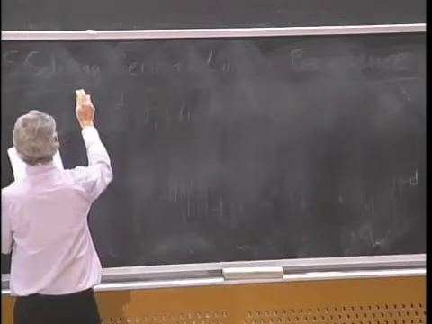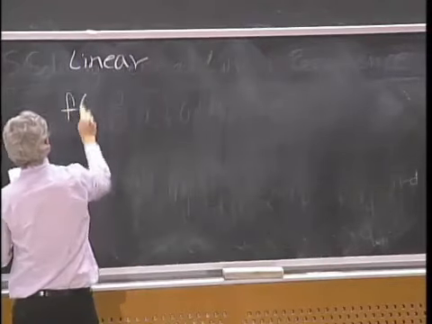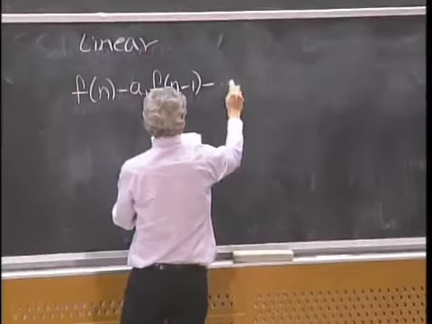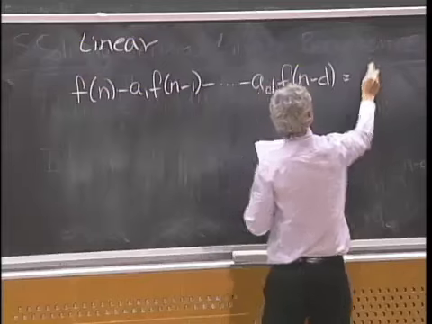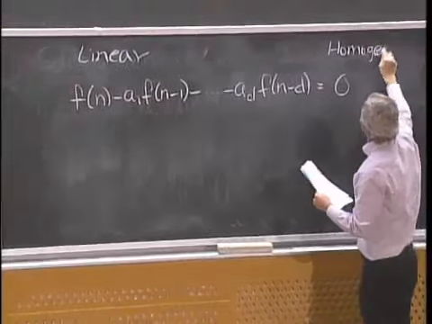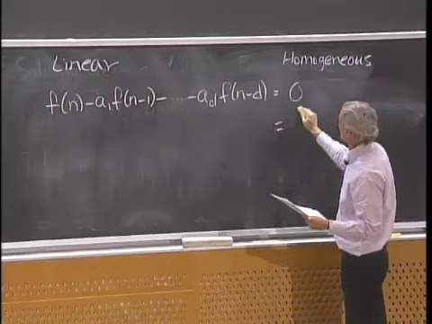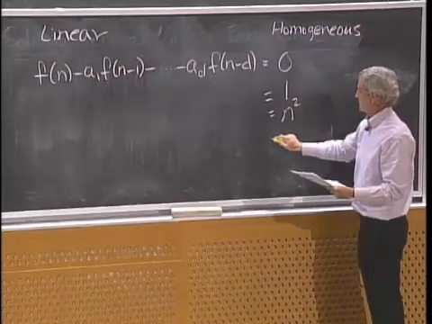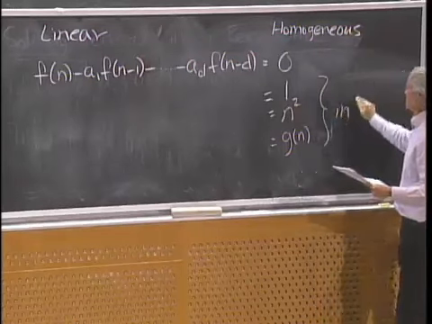All right, so we've been looking at linear recurrences, which means you have something like f of n minus a1 f of n minus 1, minus, and so on, minus ad f of n minus d, equals 0. And that means it's homogeneous. Now, instead of 0, I might have had something else here. It might have been equal to 1, maybe n squared, or some general function, g of n. These cases are all inhomogeneous.